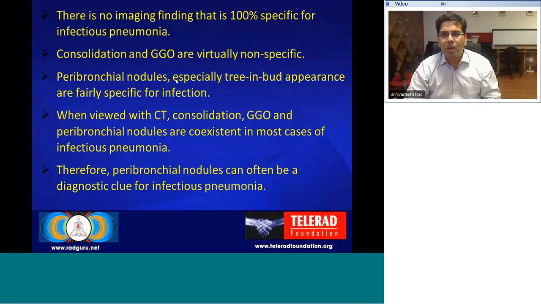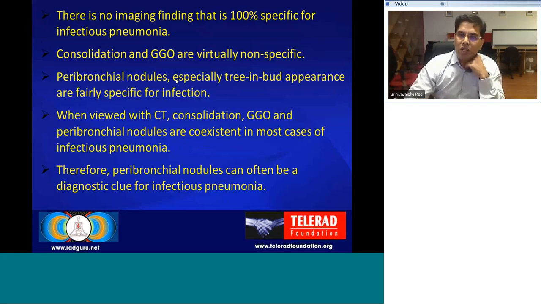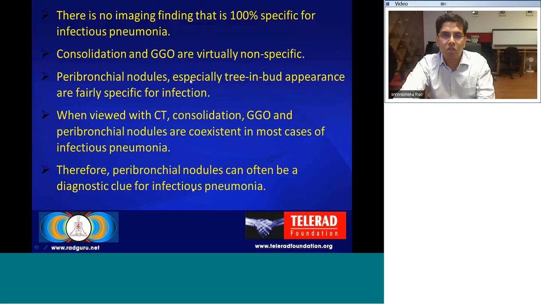Peribronchial nodules, especially the tree-in-bud appearance, are fairly specific for infection. If you ever see this tree-in-bud appearance, you can be very sure you're looking at infection. You can rule out non-infectious causes when you see it. When viewed with CT, consolidation, ground glass opacity, and peribronchial nodules are coexistent in most cases of infectious pneumonia. So peribronchial nodules can often be a diagnostic clue for infectious pneumonia. That's all we can say.